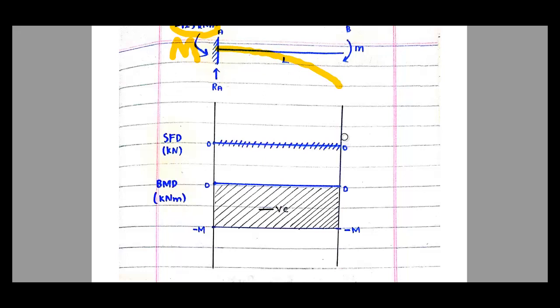somewhat like this. It will be hogging, and you can see that I did not start rotating the beam right from the beginning, because this is a fixed support, so there will be no rotation at the beginning, and after some distance the beam will hog down. This is how the elastic curve will look.